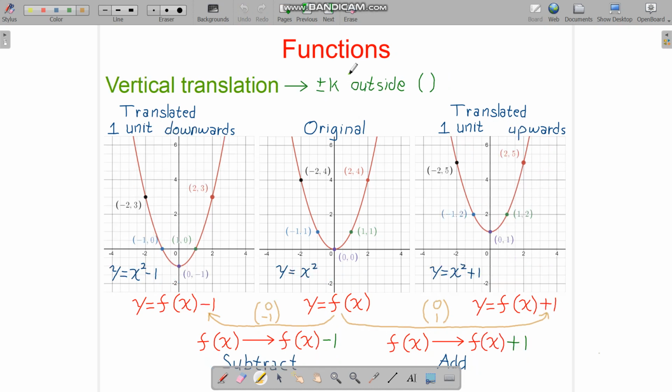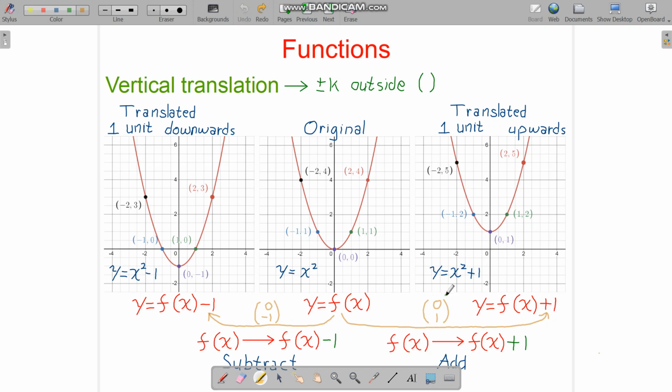For vertical translation, for example, 1 unit down, 1 unit up. If you move the graph 1 unit down, this is what you get, and from the original, move it 1 unit upwards, this is what you get. The vector notation is -1 if you go down, 1 if you go up.